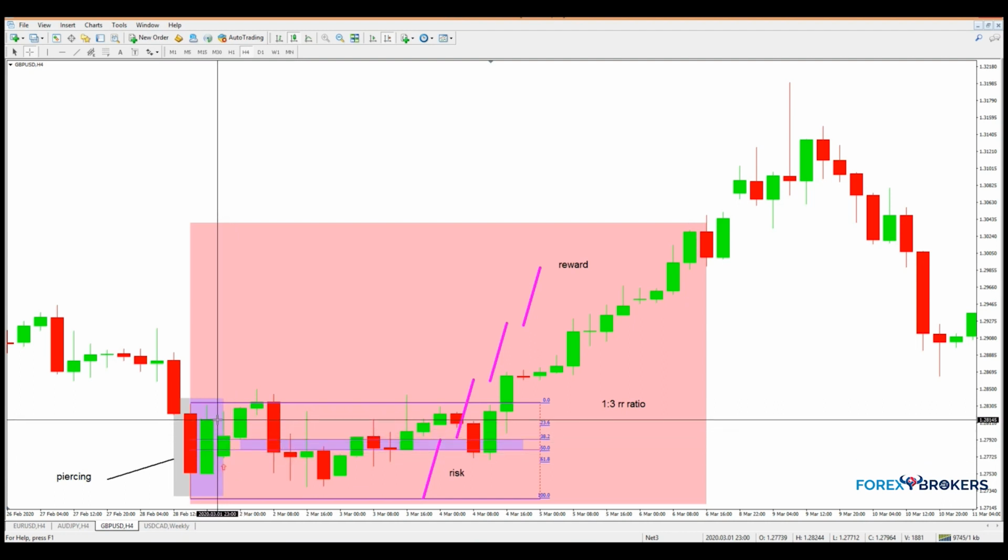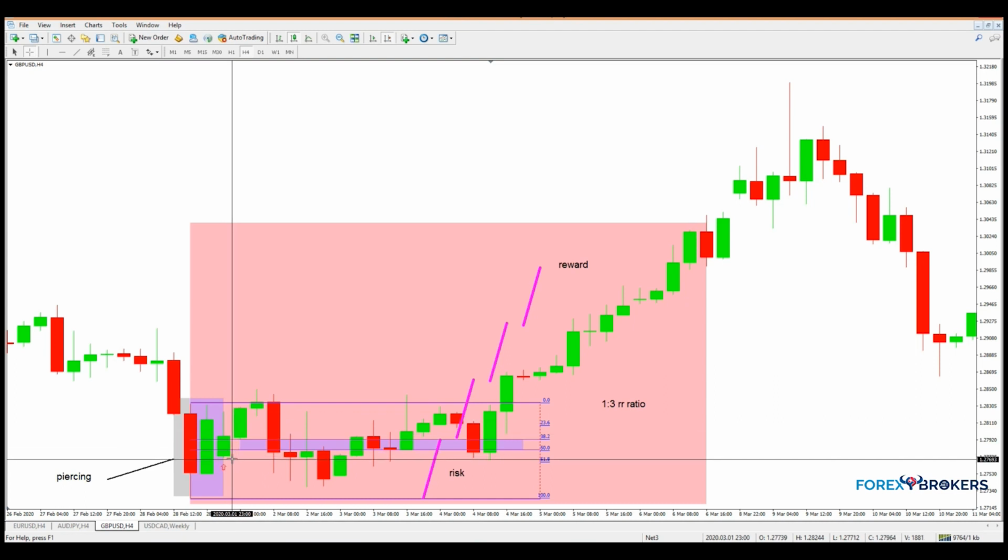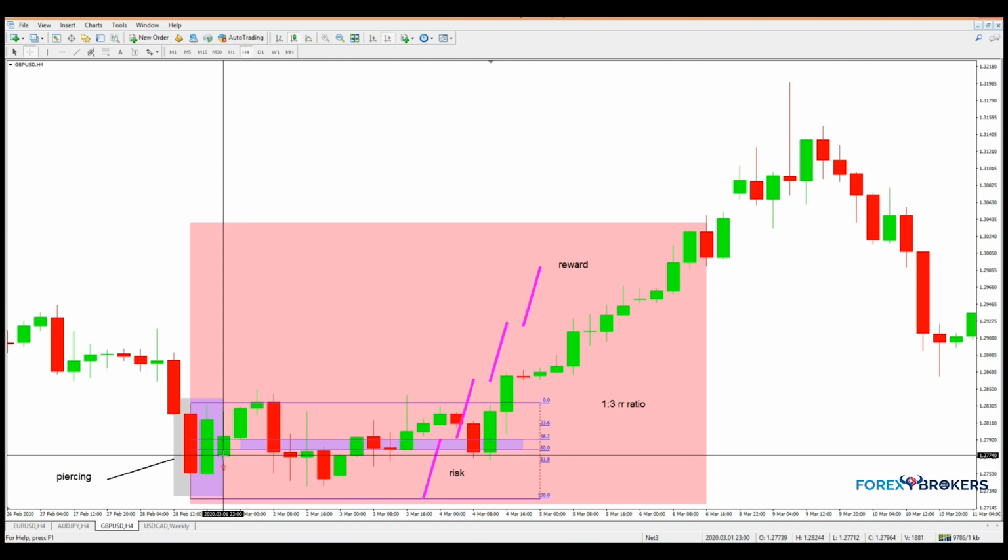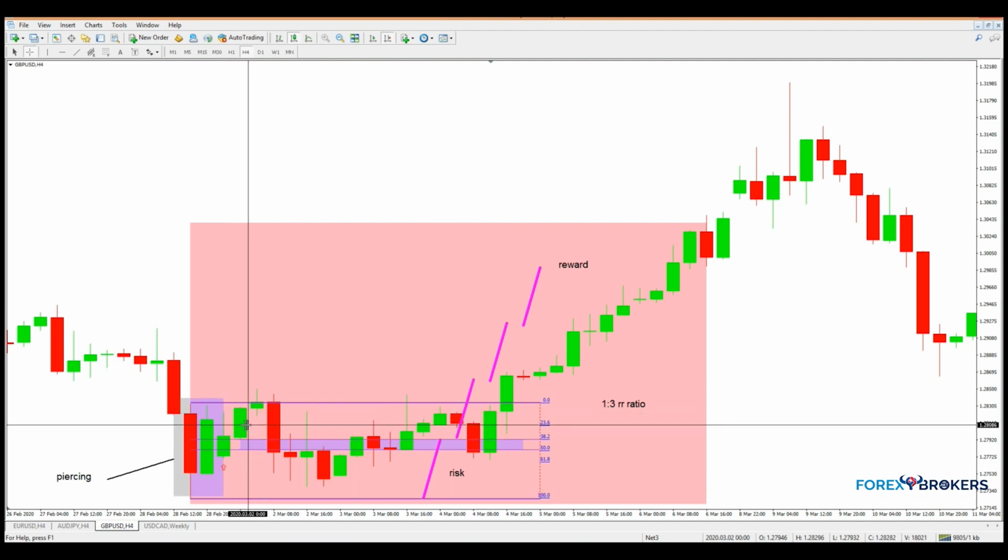So the market opened with a bit of a gap. This is the Great Britain pound US dollar, from 1.28 all the way to 1.2775. A bit of a gap, enough to fill the order, but the lows did hold, and therefore 1 to 3 risk reward ratio.